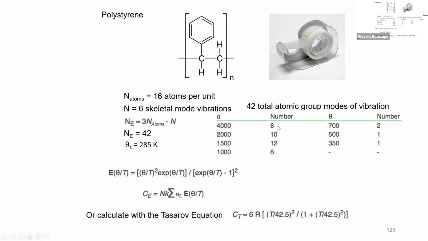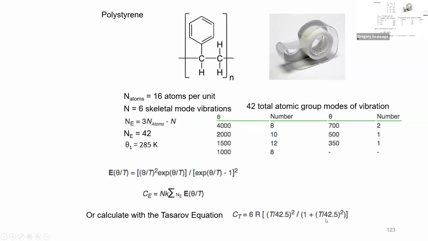So you have this multiplicity of each. So there's 4,000, there's 8 of them, 2,000 is 10. So you take all those and sum them up. The energies, each one would be an Einstein equation energy with the theta plugged in, and you can get the heat capacity, right?